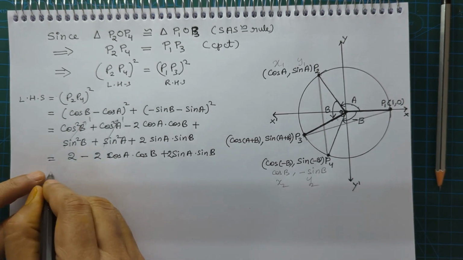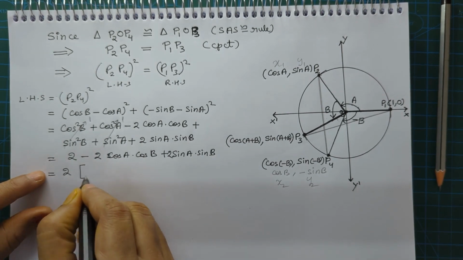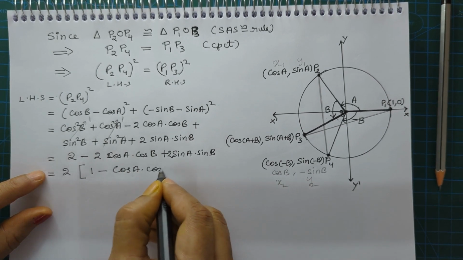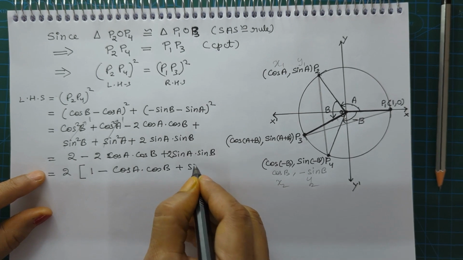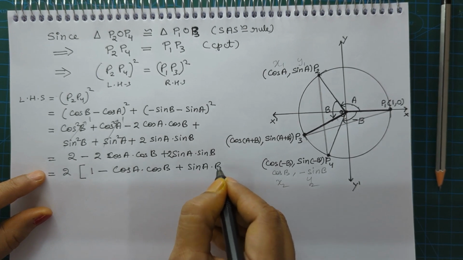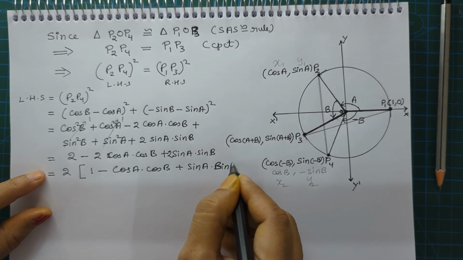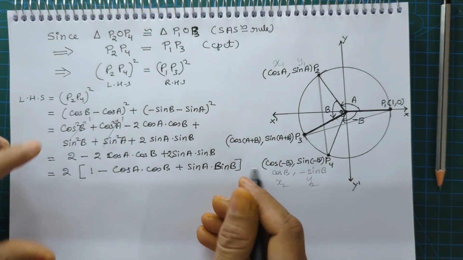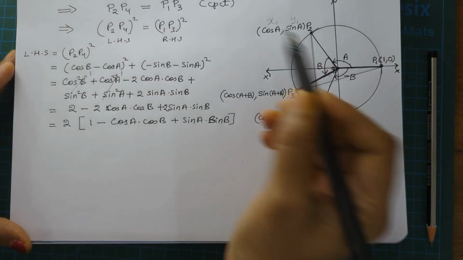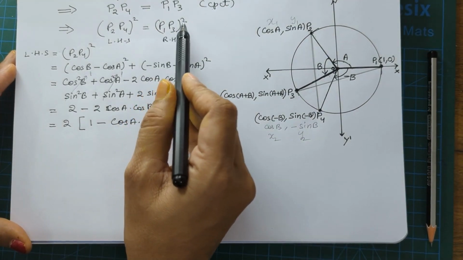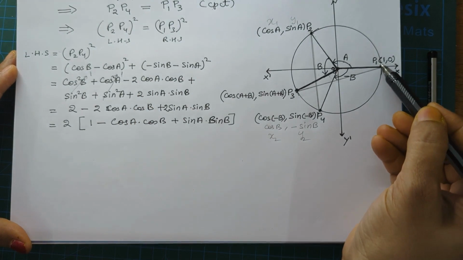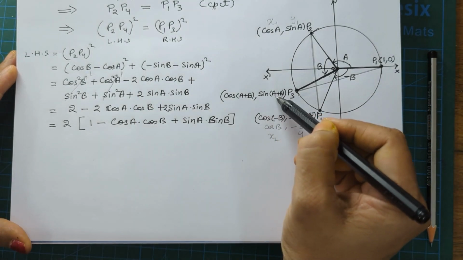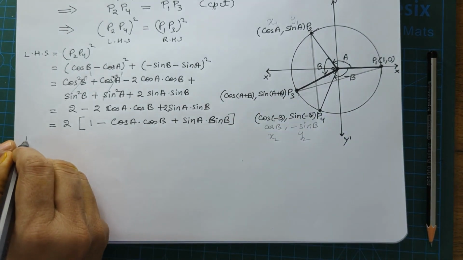Take 2 as highest common factor. 2, what goes in the bracket is 1 minus cos A cos B plus sin A sin B. And this happens to be our left hand side. Now we'll find the right hand side, the term P1P3 square. Where is P1? P1 is (1, 0) and P3 is (cos(A plus B), sin(A plus B)).